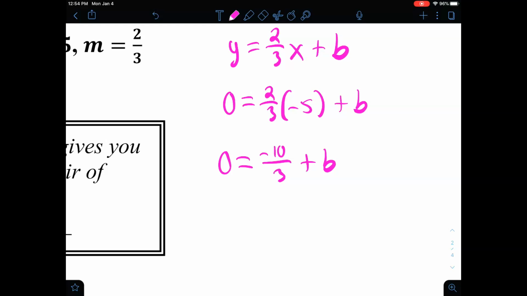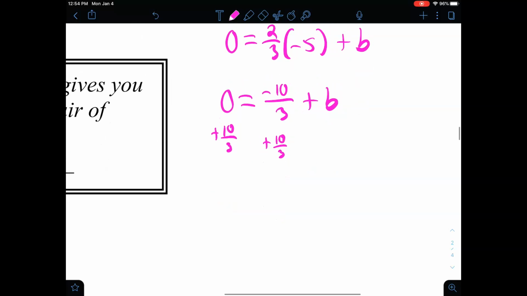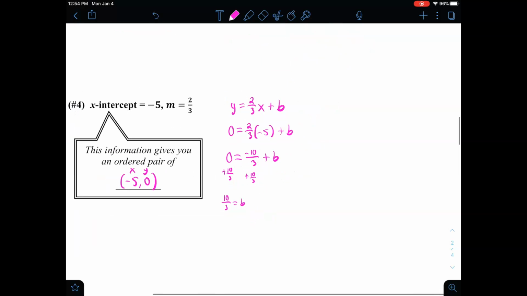How do I get b by itself? How do I get rid of that subtracting 10/3? Well, I'm going to add 10/3. Fractions are tricky, but they don't change the rules of math just because they're weird numbers. We're still going to add 10/3 to both sides. So then we get 10/3 equals b. So our final answer, with our m and our b, is y equals 2/3 x plus 10/3.